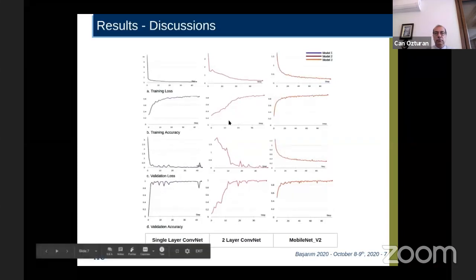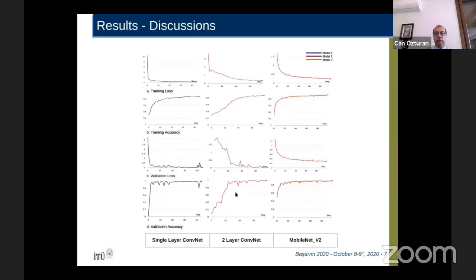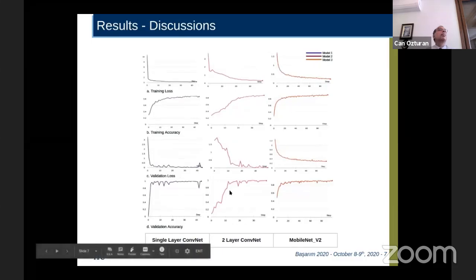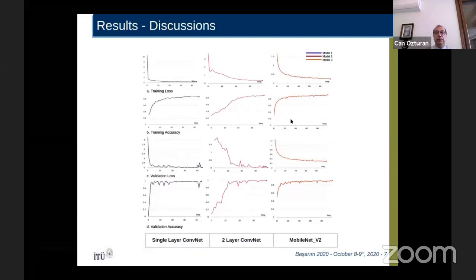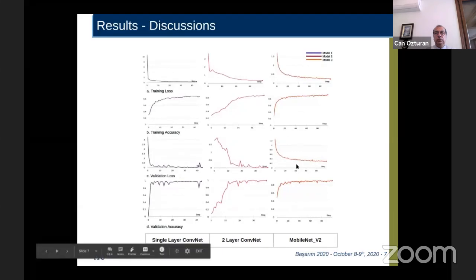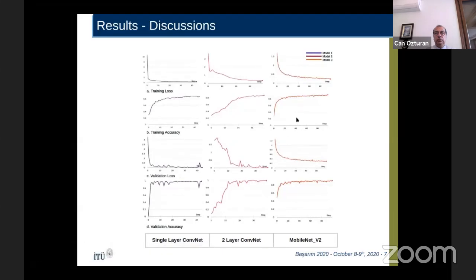It is the same. The graph in the middle shows those same training and validation loss and accuracy for the two convolutional layer neural network architecture. The last model is the MobileNet version 2 network that we built, and it shows the graphs for it.